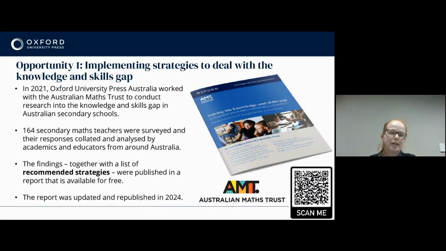So opportunity 1. Here's a chance to engage with some research. In 2021, OUP Australia worked with the Australian Maths Trust to conduct research into the knowledge and skills gap. Over 160 secondary maths teachers were surveyed and all of their responses were collated. And these findings, together with a list of recommended strategies, were published in a report that's available for free. And we updated this report earlier this year. The report is available to you as a handout as part of today's webinar. You can also access it by scanning this QR code.